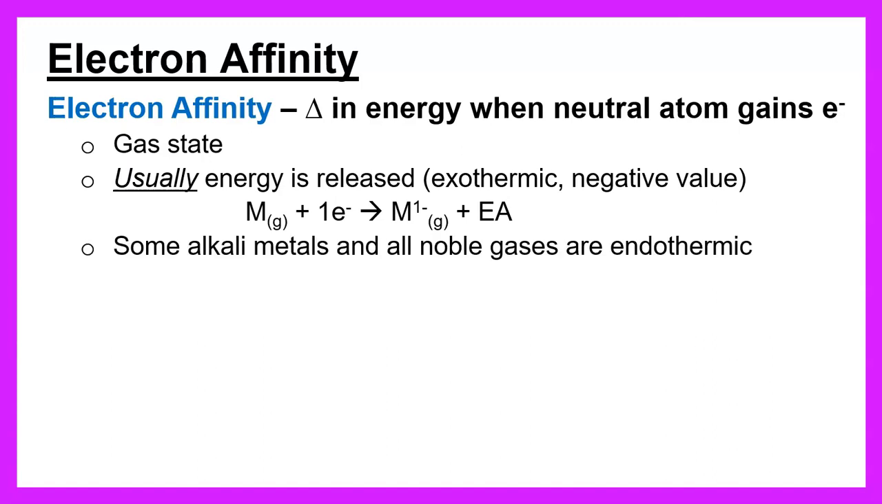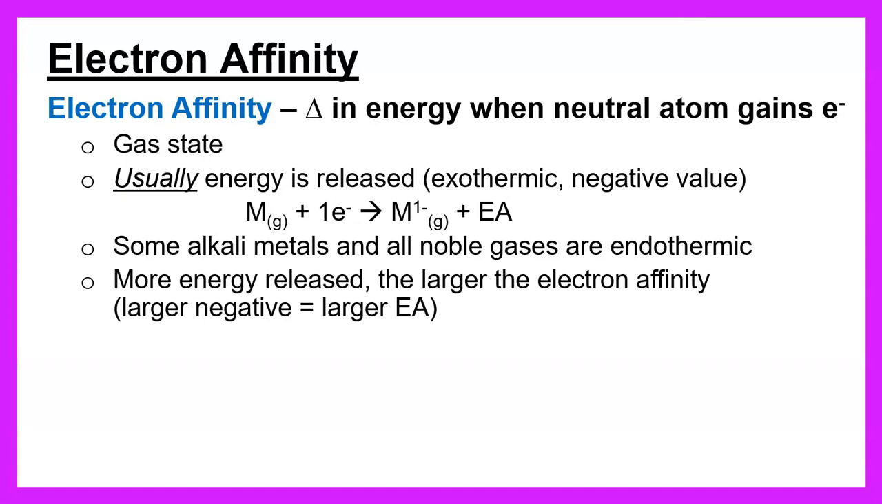Some of the alkali metals, the noble gases, those really don't want to be gaining an electron, do they? So those end up having endothermic values. It's not favorable for them to be gaining electrons. The more energy that's released, the larger the electron affinity. And that's where people get kind of tripped up here. The larger your negative number, the larger your electron affinity was. So be a little bit careful because of that negative sign. It gets a little bit hard to talk about.